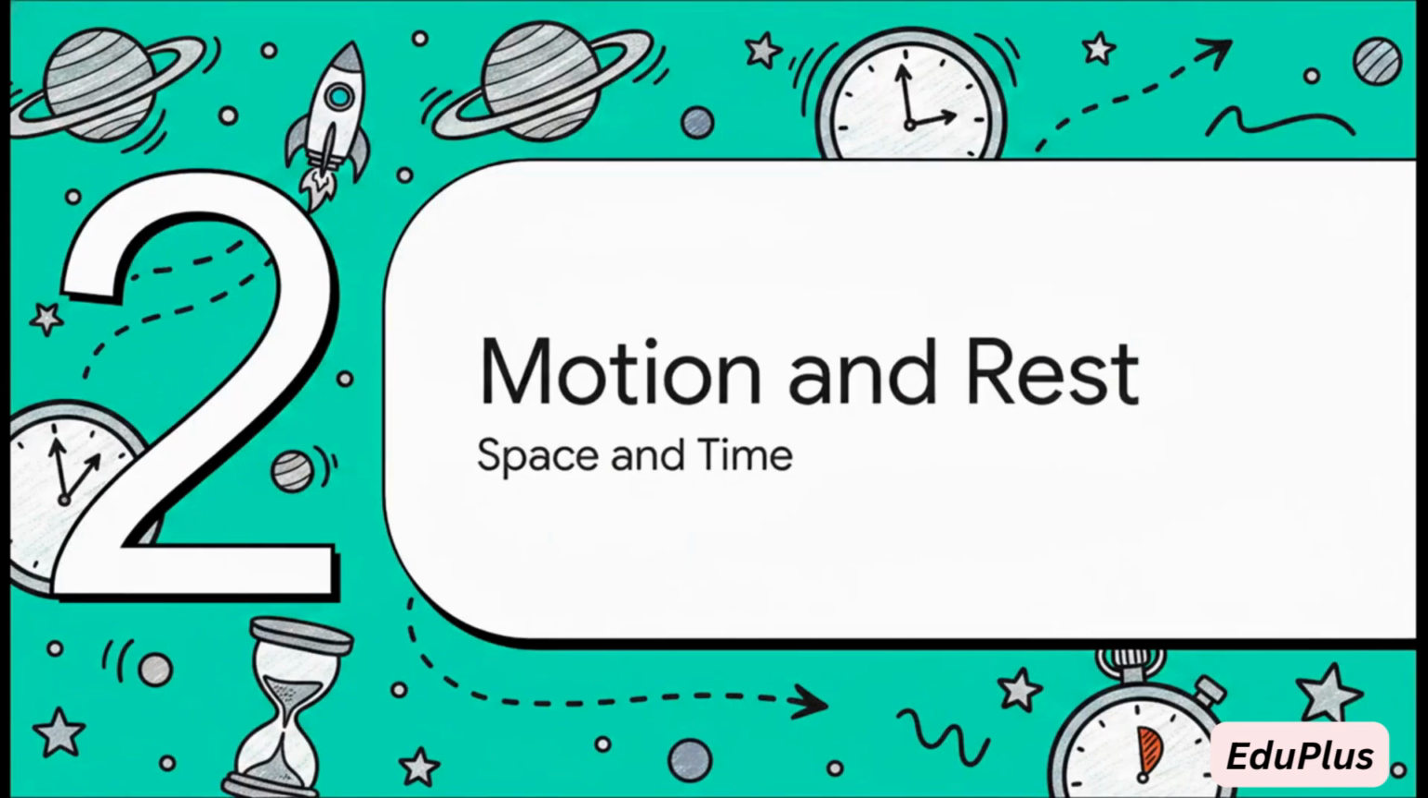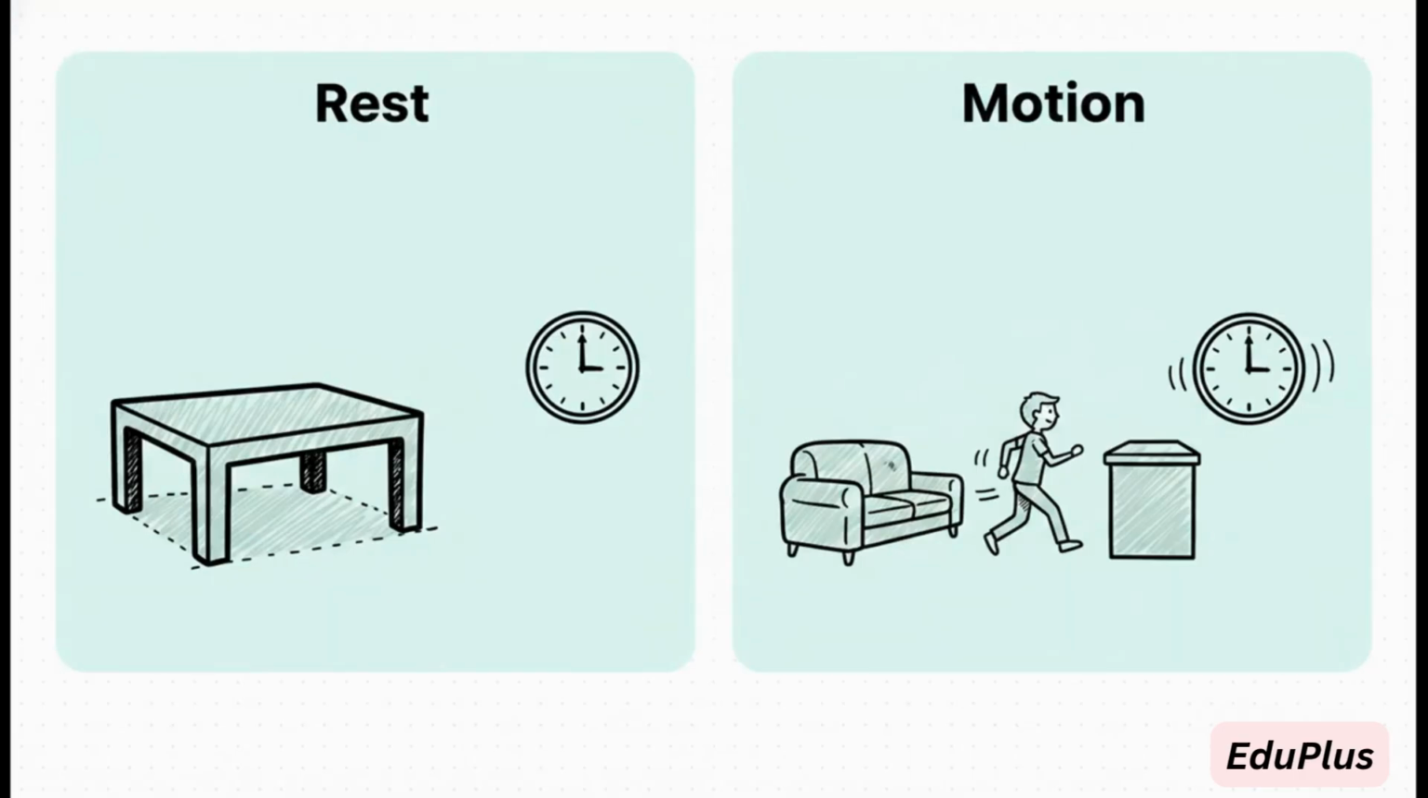Moving right along to Section 2, Motion and Rest Explained. Now, we toss these words around every day, but in physics, they have super strict definitions. Rest literally means your position stays completely fixed as time ticks by. Think of a heavy table sitting in your room. 1 second, 10 seconds, an hour passes, it hasn't budged.